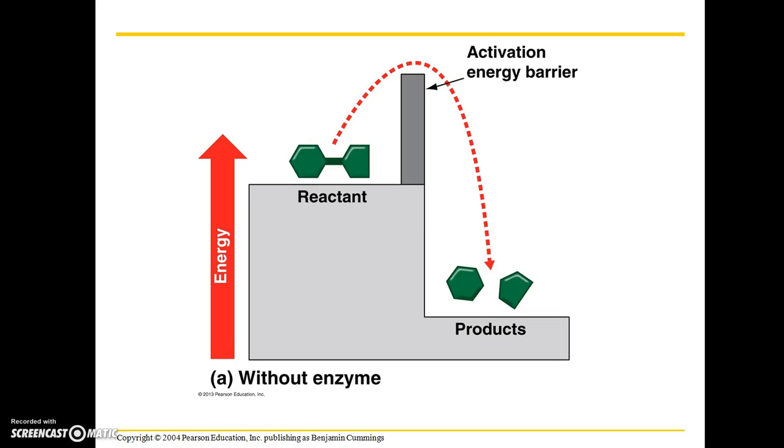So without an enzyme, if you don't have this catalyst that's helping to lower the activation energy, you have this very high wall here that can be thought of as the activation energy barrier. There's just this barrier between getting from point A to point B. So there's a lot of initial energy that has to occur for this particular chemical reaction to take place.